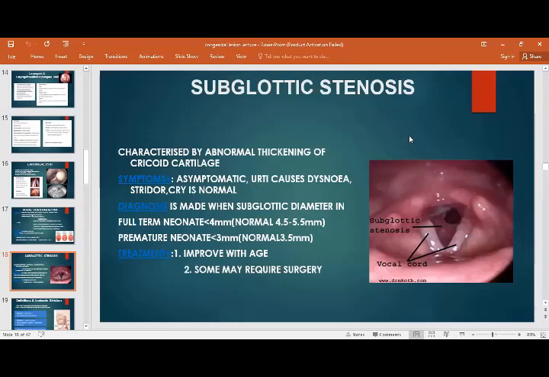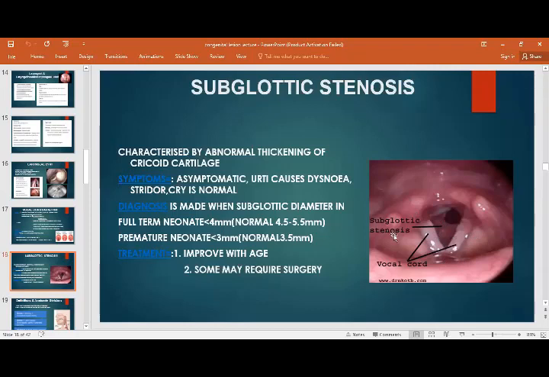So, regarding symptoms, if the size is large enough for respiration, the presentation would be asymptomatic. But if the size is smaller, then what happens? There would be recurrent upper respiratory tract infections, causing dyspnea and stridor. But in this case, the cry is normal because the supraglottis as well as the glottis is normal. So the cry would be normal in this case.